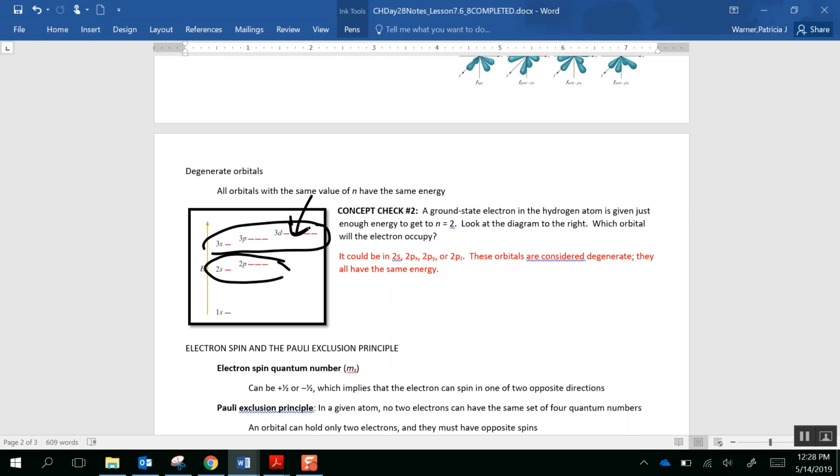A ground state electron in a hydrogen atom is given just enough energy to get it to n equals 2. Look at the diagram to the right. Which orbital will the electron occupy? So if it's given just enough energy to get to n equals 2, it could be in the 2s, the 2px, the 2py, or the 2pz because they're degenerate orbitals.